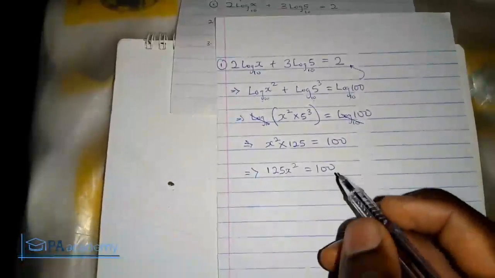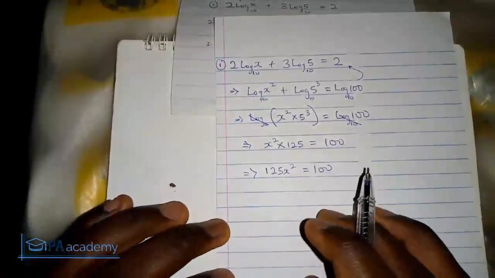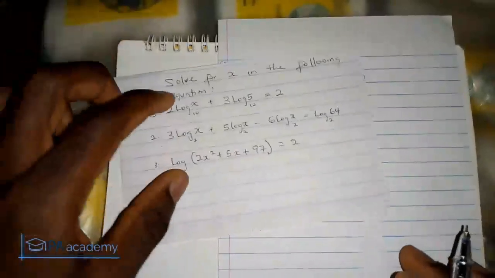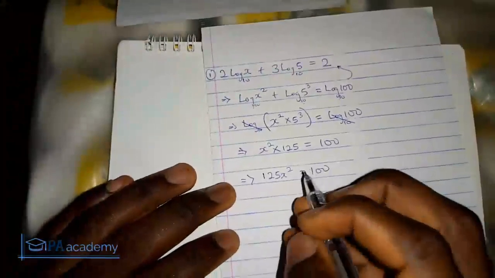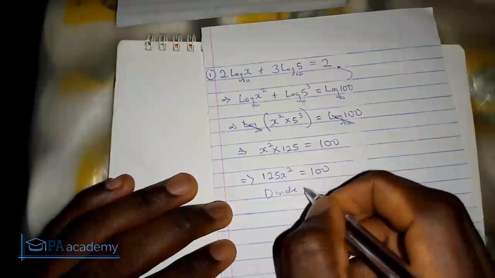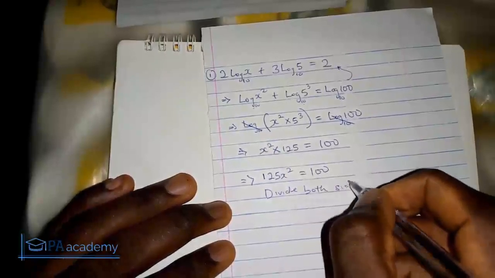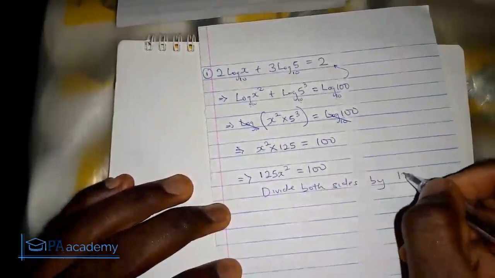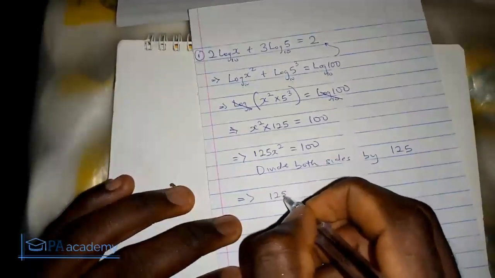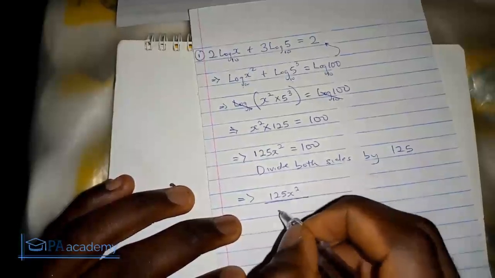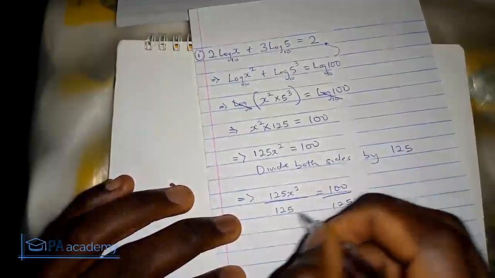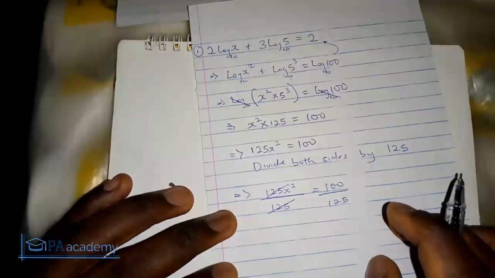At this point, we are trying to make x the subject of the formula, because that's what we are solving for. If you look at the question, we are solving for x. From this point, we are going to divide both sides by 125. So that will be 125x squared over 125 is equals to 100 over 125. So 125 can cancel 125 here.